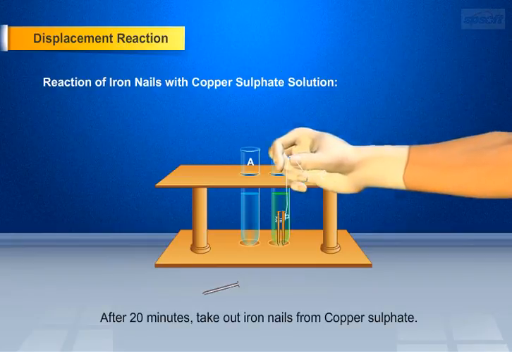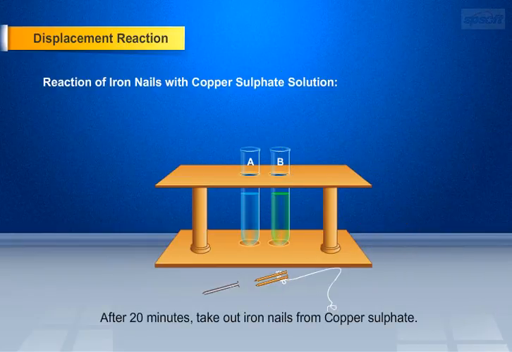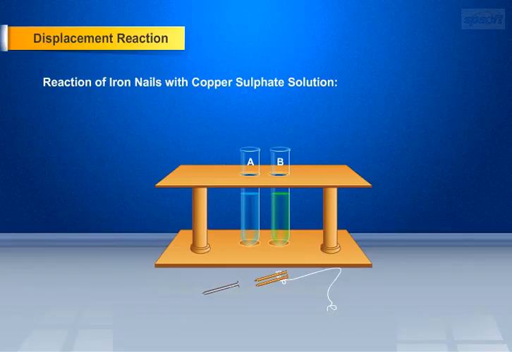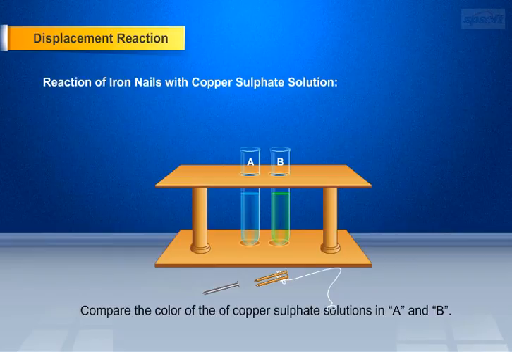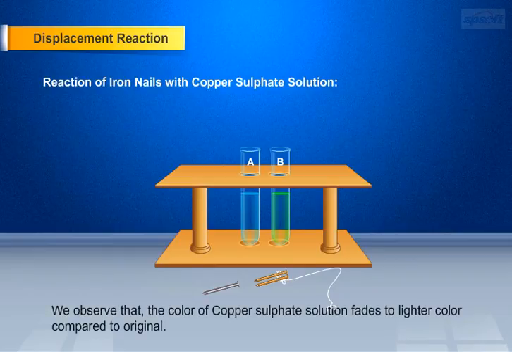After 20 minutes, take out the iron nails from copper sulfate. We observe that the surface of the iron nails is covered with a brick red deposit, and compare with the nail kept aside. This is due to deposition of copper on iron. Compare the color of the copper sulfate solutions in A and B. When we compare the solutions, we observe that the color of copper sulfate solution fades to a lighter color compared to the original.